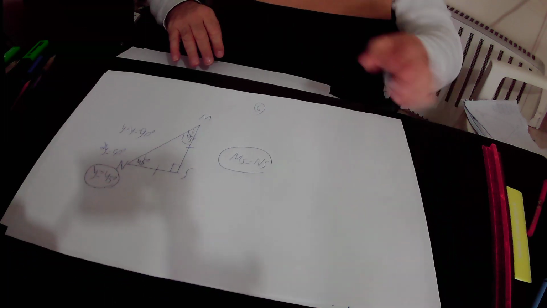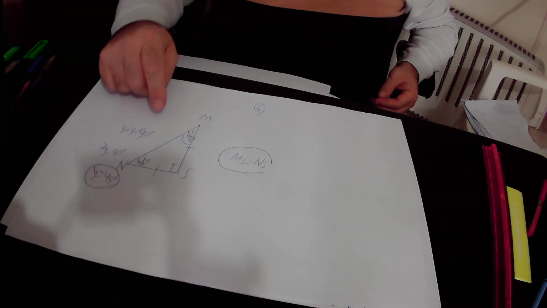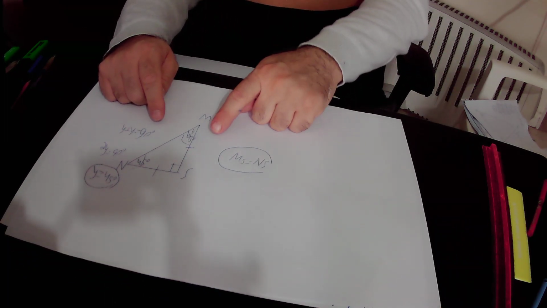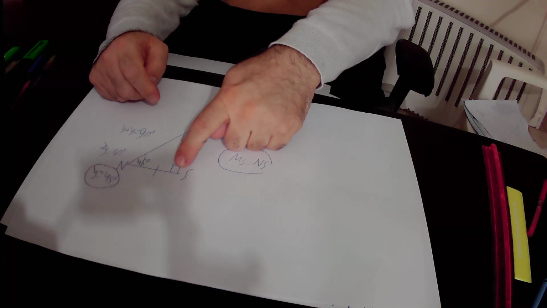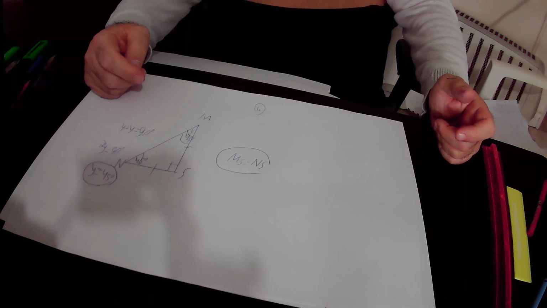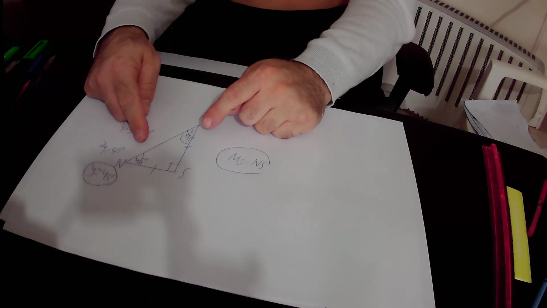In this page, as you can see here, we got to the conclusion that MS equals SN. Those two sides are equal to each other. And this is the right angle. It equals 90 degrees. In front of equal sides in the triangle, there are equal angles.